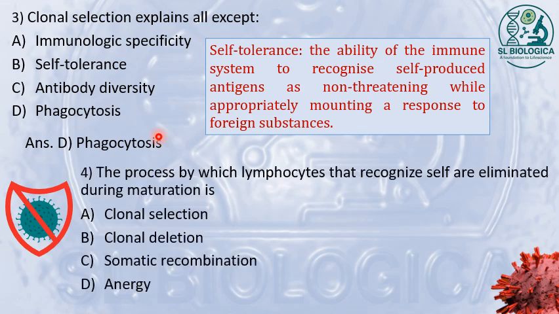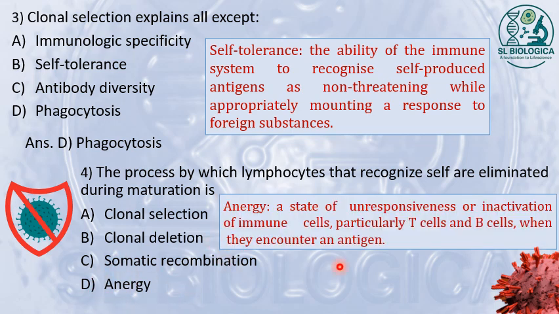The fourth one. The process by which lymphocytes that recognize self are eliminated during maturation is: clonal selection, clonal deletion, somatic recombination, anergy. You must be able to answer this question. It is obviously not clonal selection. Clonal deletion is deleting those lymphocytes which recognize the self antigens. One uncommon term is anergy.